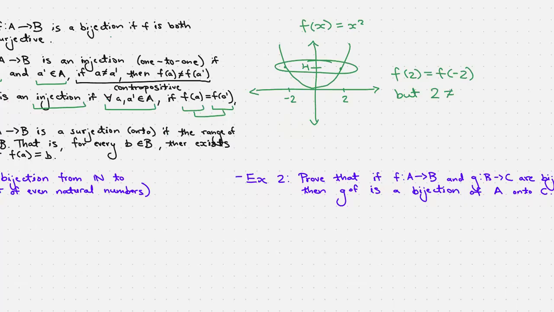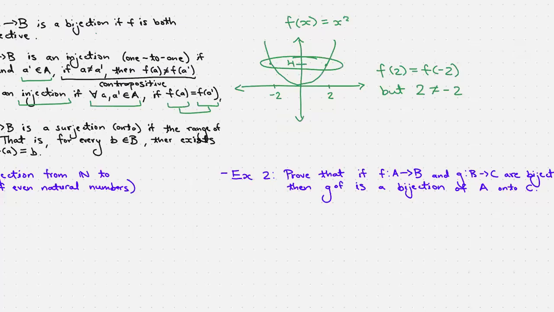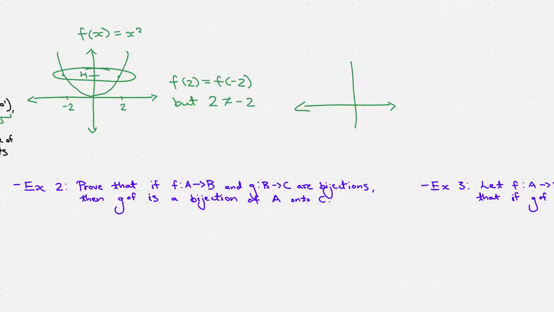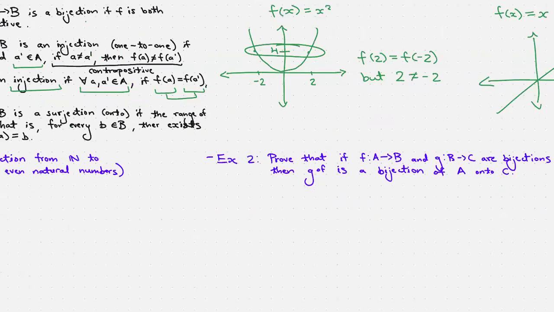But a simple example of what would be an injection is something like f of x equals x. It just goes through the middle, and every single element in the range has one unique element that maps to it, namely itself back in the domain space, because the domain and the range are the same space. Or sorry, they're both the real numbers.